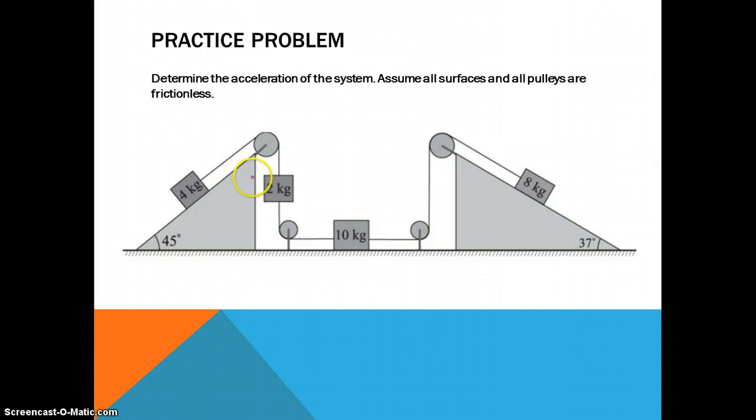So you have four main components: the 4 kilogram block, the 2 kilogram block, the 10 kilogram block, and the 8 kilogram block. The 10 kilogram block isn't that important. It'll only be used in the acceleration, which I'll get to later.